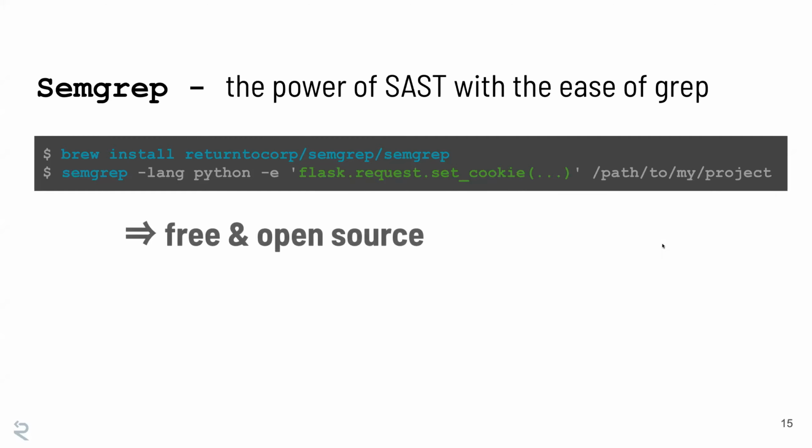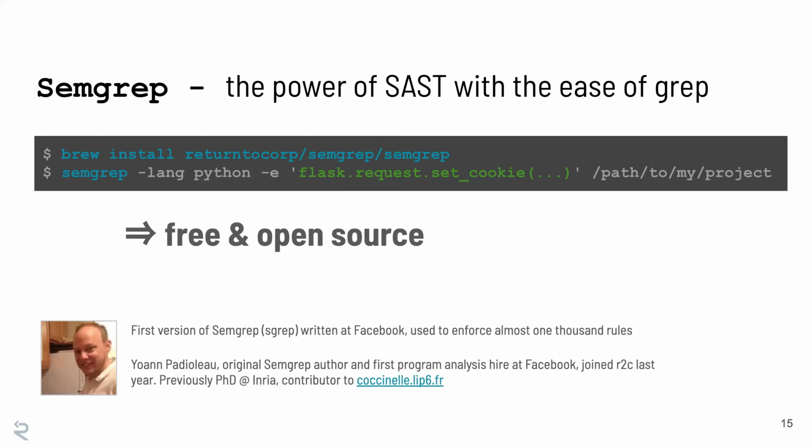But just to give a little bit of background, this is free and open source. It actually didn't originate at r2c. It was originally a Facebook project. And Facebook uses this heavily internally to enforce rules on their code base. So the original contributor actually came from a place called Inria, where he did his PhD. If you know Inria, you may know a project named Coccinelle, which was one of the first semantic patching libraries for the Linux kernel and has made a bunch of forward patches to it.